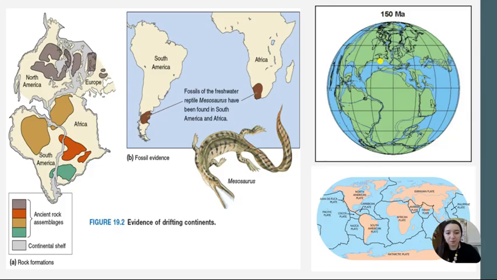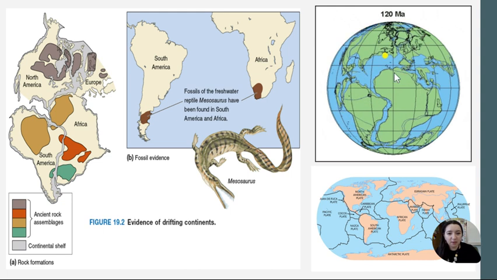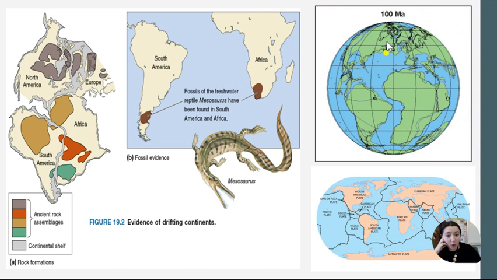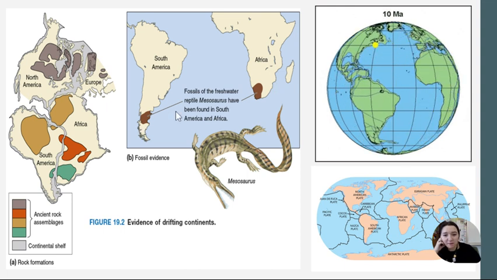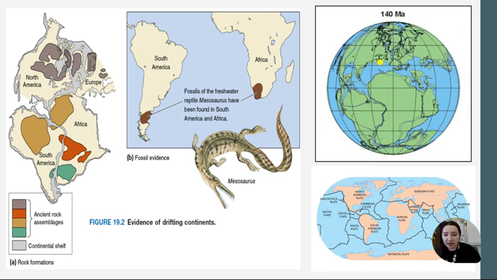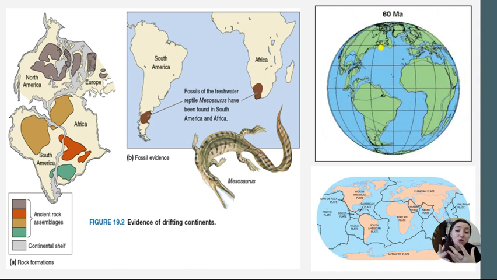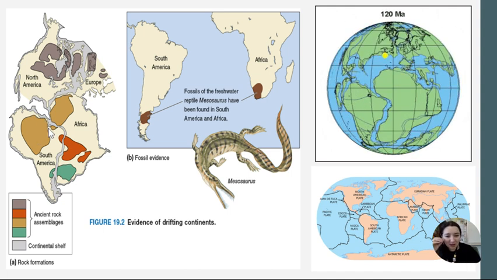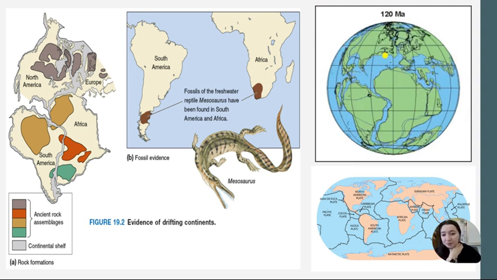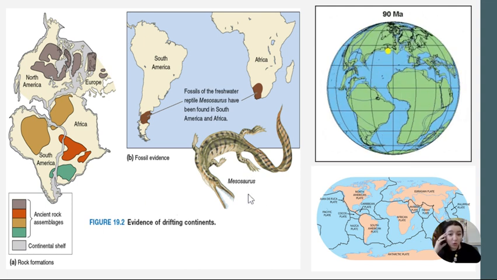So here we go. Here is the movement of Pangea over time, and this is how many millions of years ago it was. And here are the same fossil evidences that we can see. So we can also find the same rock formations and the types of rock and composition of rocks in similar locations that are drastically far apart today. So this, again, is a theory, but we do have evidence to support that theory.